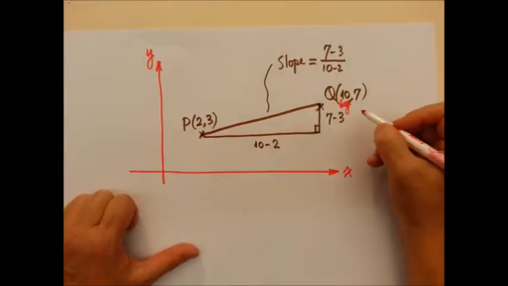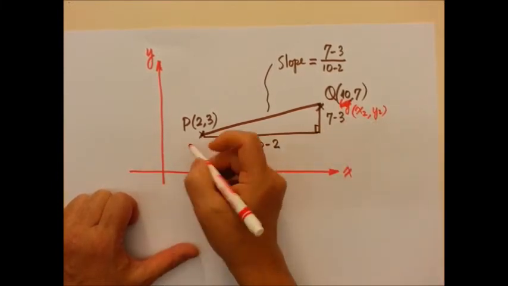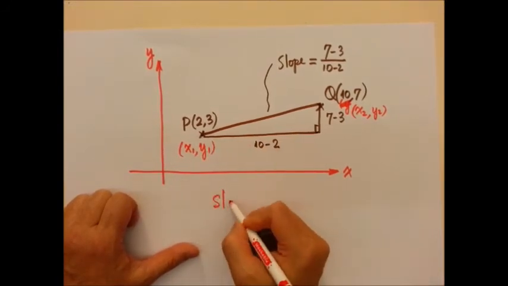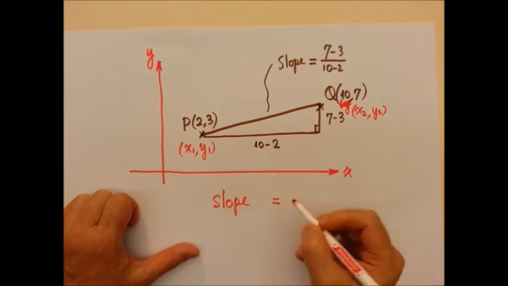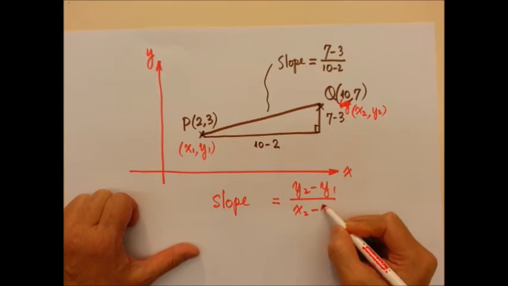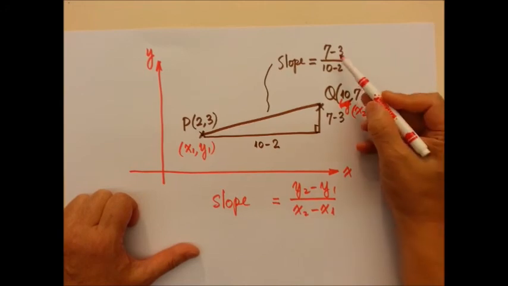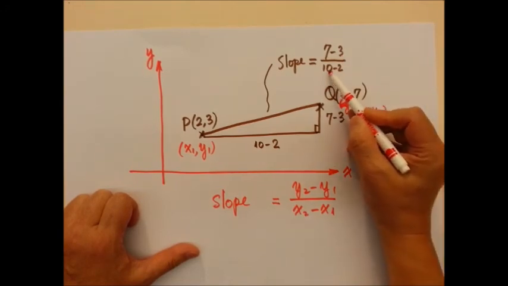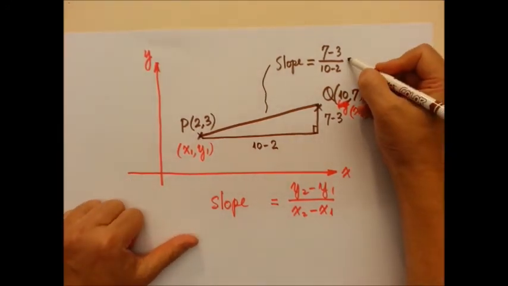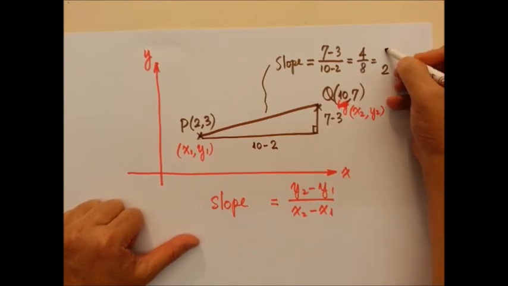In general, if Q is x2, y2, and the P is x1, y1, then slope equal to y2 minus y1 over x2 minus x1. In this case, it is 7 minus 3 over 10 minus 2. Of course, you can compute, you can find out the figure for this. It is 4 over 8, that is 1 over 2.